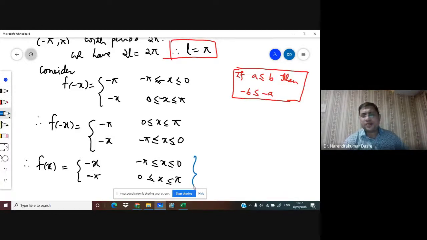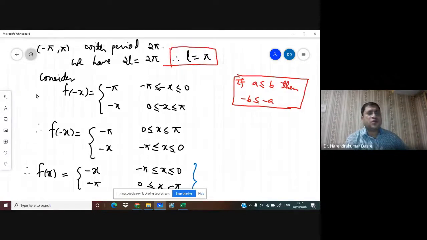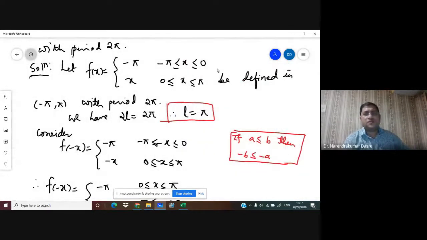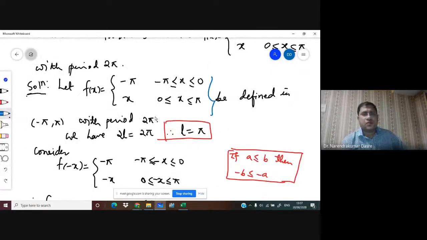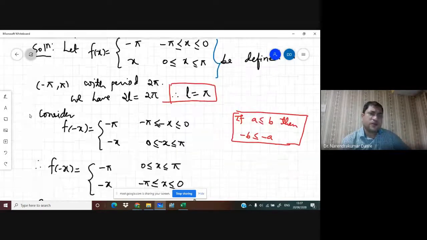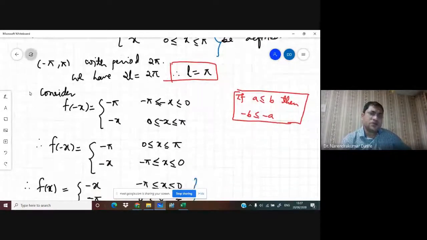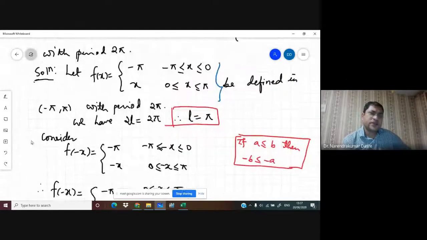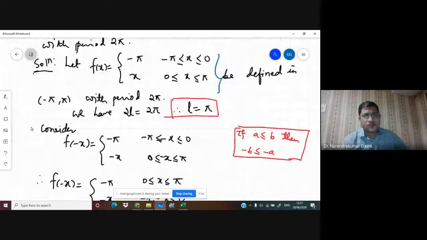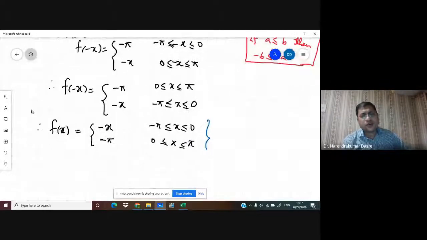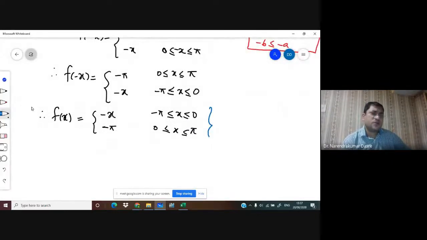Now compare this function with the given function. So what we can see, whether that function is going to be the same. So you can check, here it is minus x, here it is minus pi, here it is minus pi, and here it is x. So this function is neither related to this, this is going to be f of minus x.